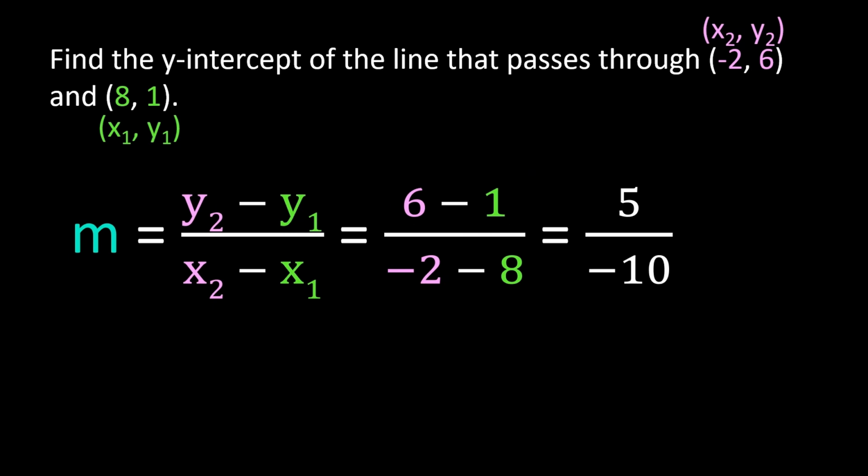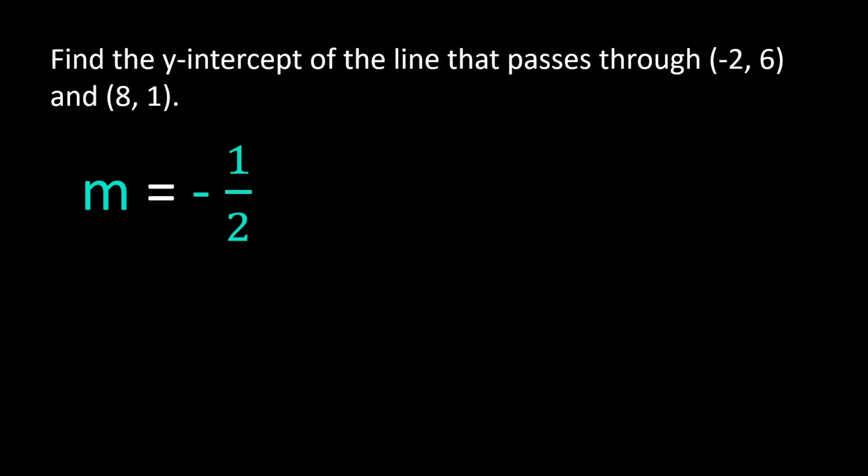And because I'm calculating slope, I do need to simplify 5 over -10, and 5 over -10 simplifies to -1/2. Now that I've calculated my slope as being -1/2, I can look at my slope-intercept form of my line, and the first thing I want to do is substitute the -1/2 in for slope. So I'll have y equals -1/2 x plus b.